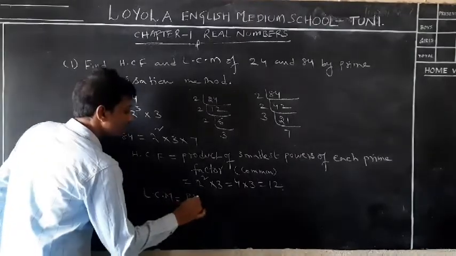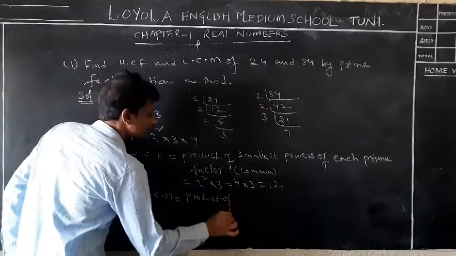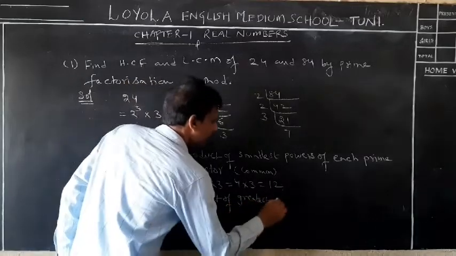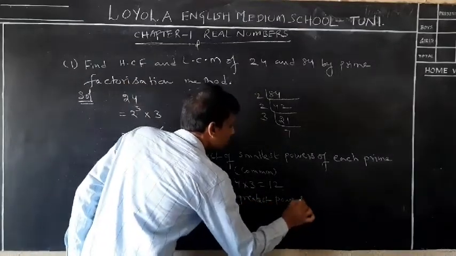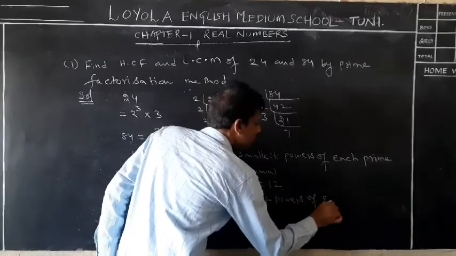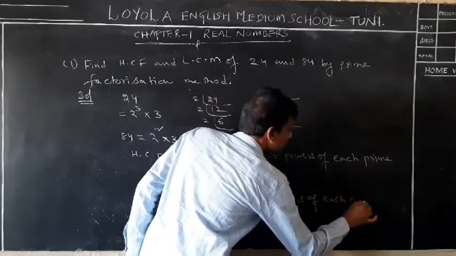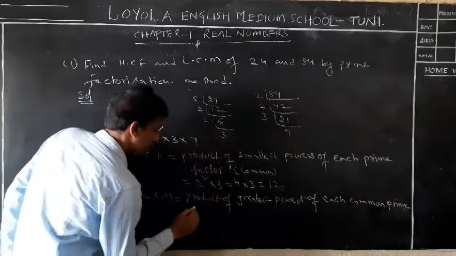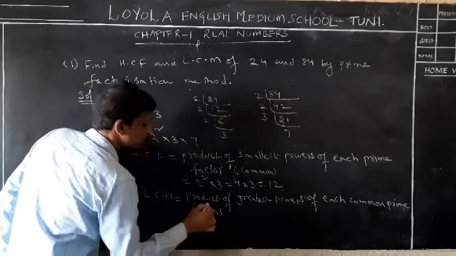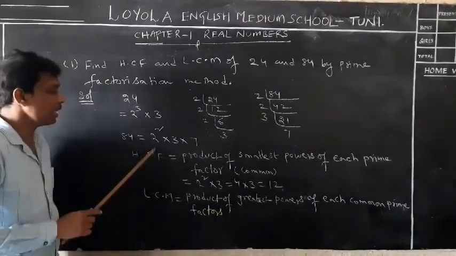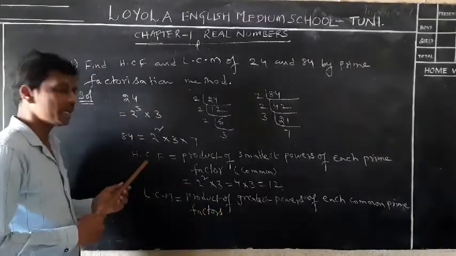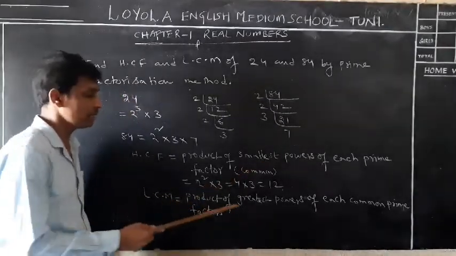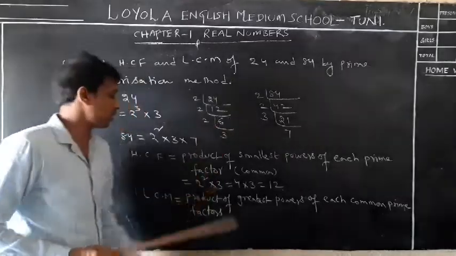LCM is nothing but the product of the greatest powers of each common prime factor. Here you see, when we are writing HCF, we took the smallest power, but when we are writing LCM, we must go through the greatest powers.